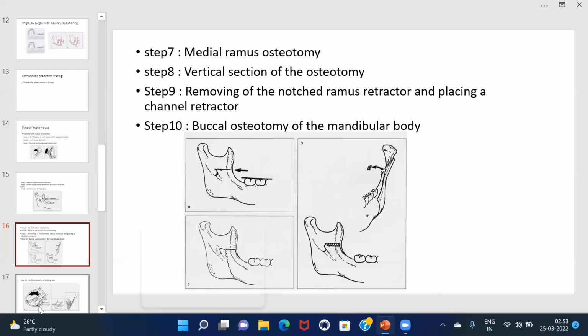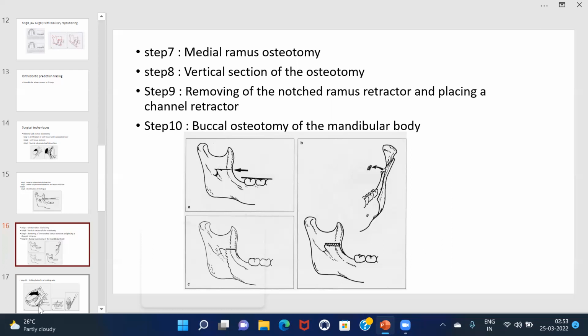In step 9, removing the notch ramus retractor and placing a channel retractor. Place the channel retractor around the inferior border of the mandible, and it remains subperiosteal at all times. Visibility may be increased by removing the mouth prop and closing the mandible slightly.